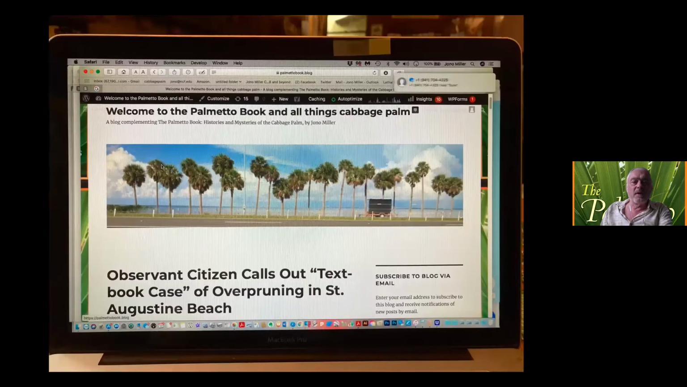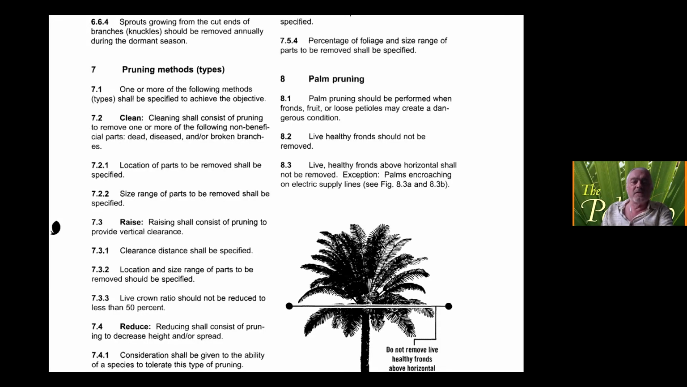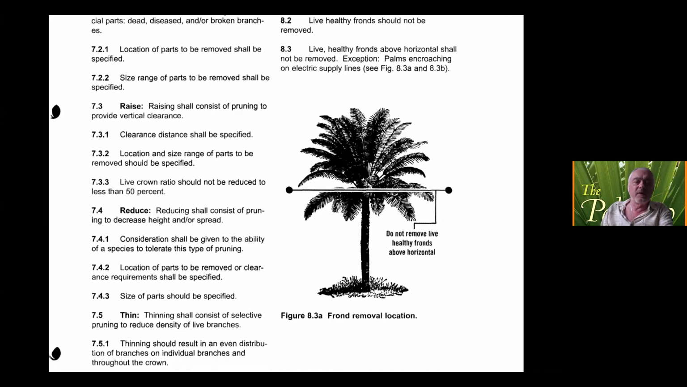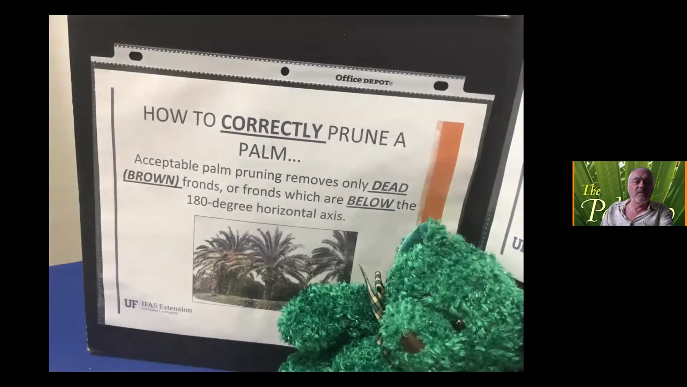So I wrote about this on my blog. It's called palmettobook.blog if you want to check it out. But the pruning standards have changed. It used to be that they would tell you not to prune green fronds, but you could prune up to a horizontal line from 9 o'clock to 3 o'clock. And they used this illustration. And here's something from IFAS with a complete mixed message. You're only supposed to remove dead fronds or ones that are below a 180-degree horizontal plane. So telling people to do two contradictory things.